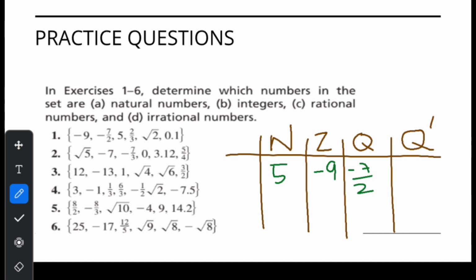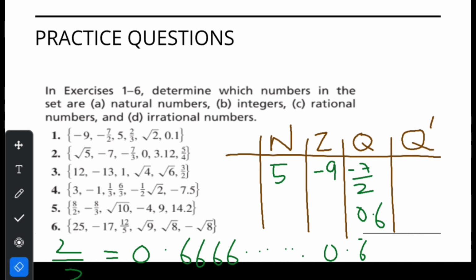Let's move to the next number, 2 upon 3. Again, we'll check this number using a calculator. The calculator shows that 2 upon 3 equals 0.6666. As we have discussed earlier, since all the digits are repeating themselves after the decimal, we can write 0.6 bar, and this is again a rational number by definition.